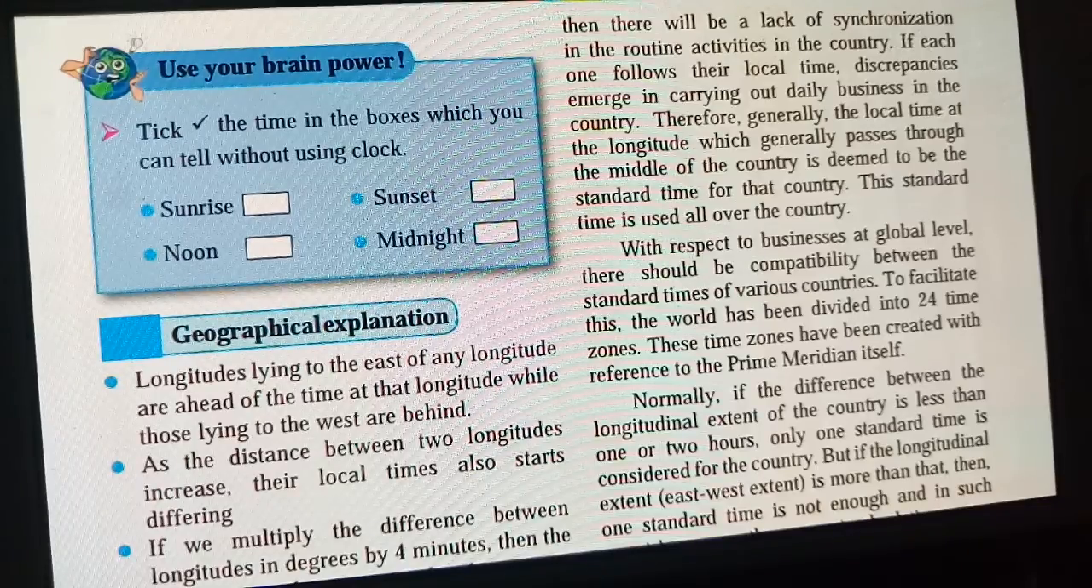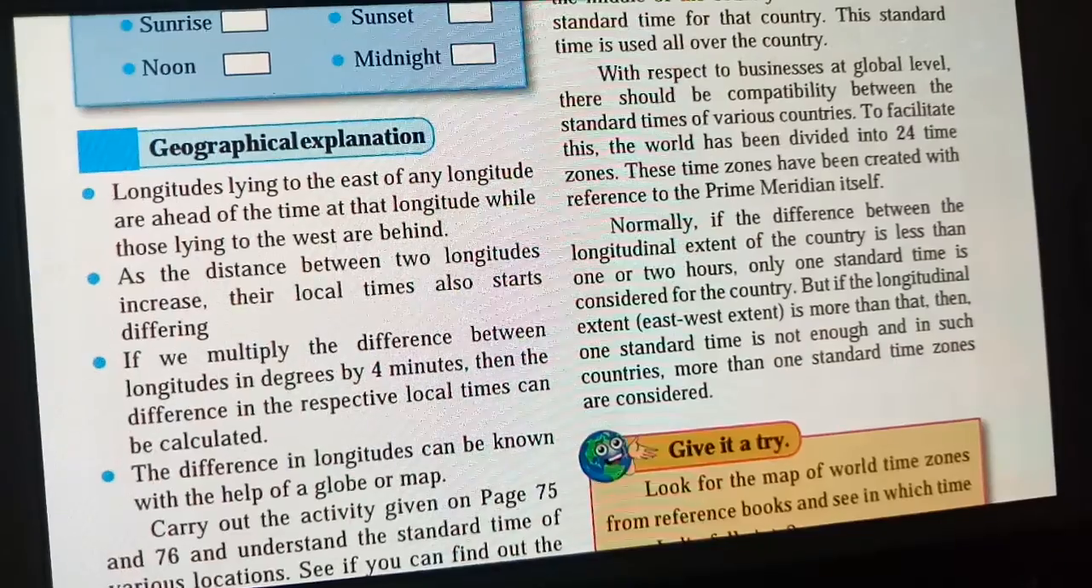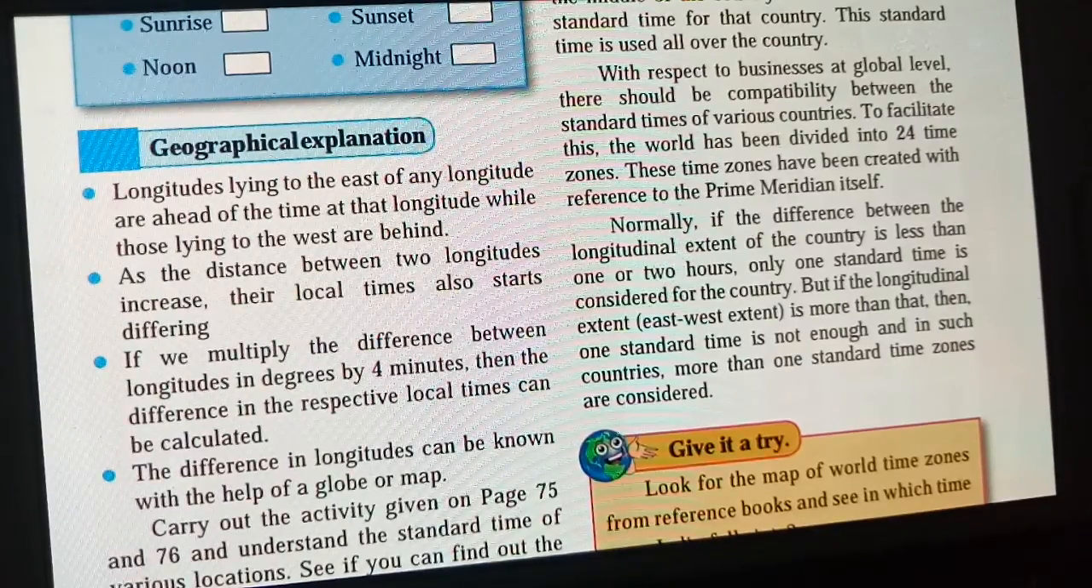So this time zone has been created by the prime meridian itself. The prime meridian which is passing through the map, that prime meridian line is called a reference of the prime meridian line. Normally, if the difference between the longitudinal extent of the country is less than 1 or 2 hours, only one standard time is considered for that country. But if the east-west extent is more than that, then one standard time is not enough, and for such countries more than one standard time zone is considered.